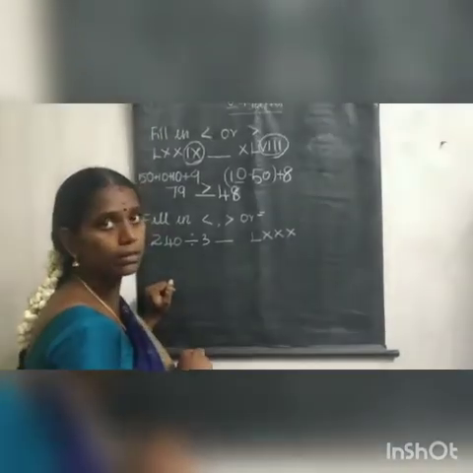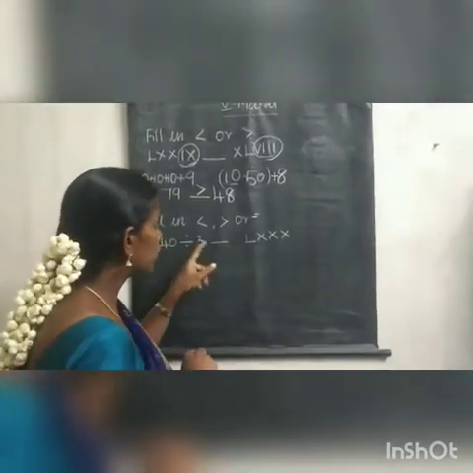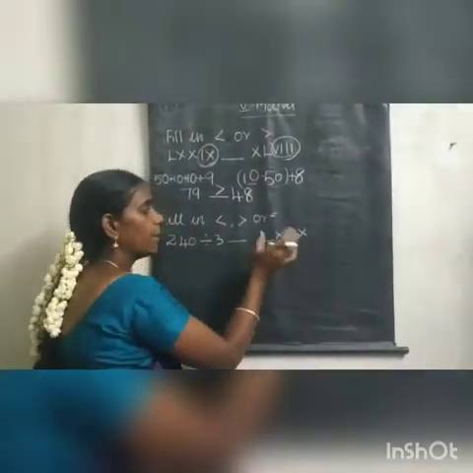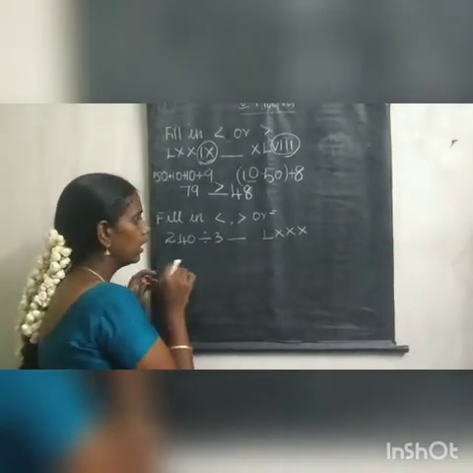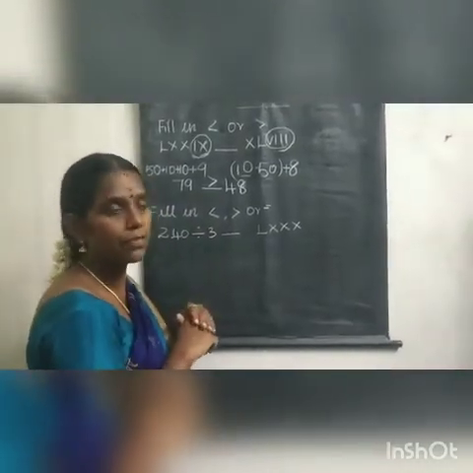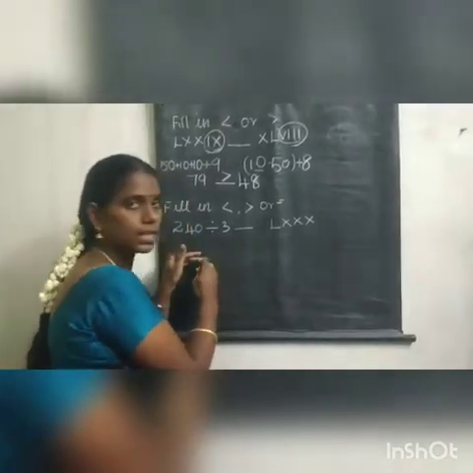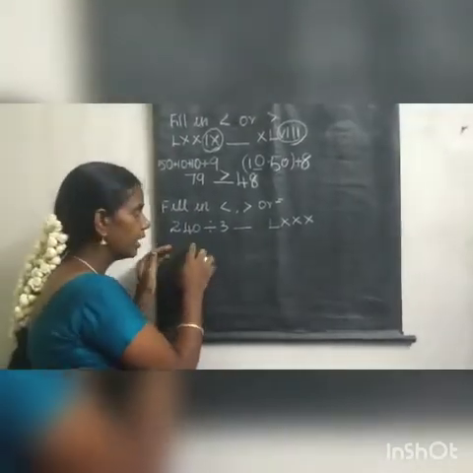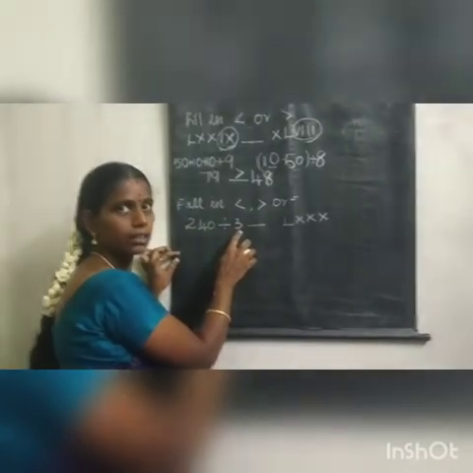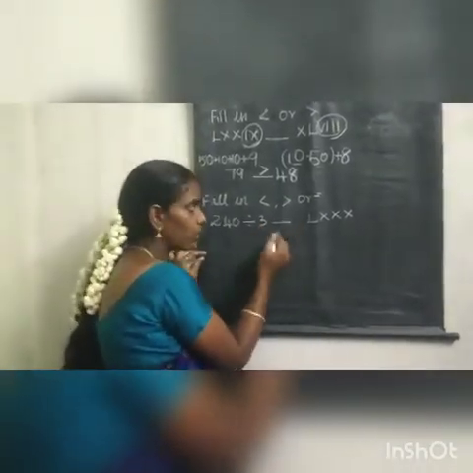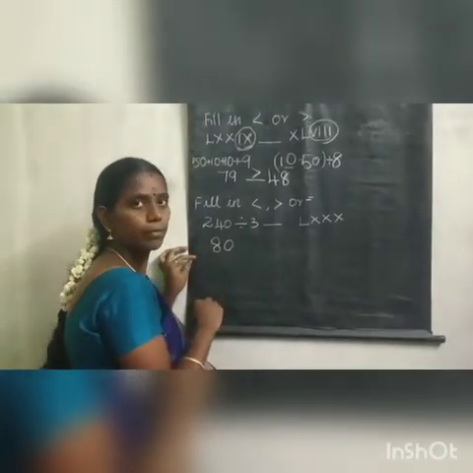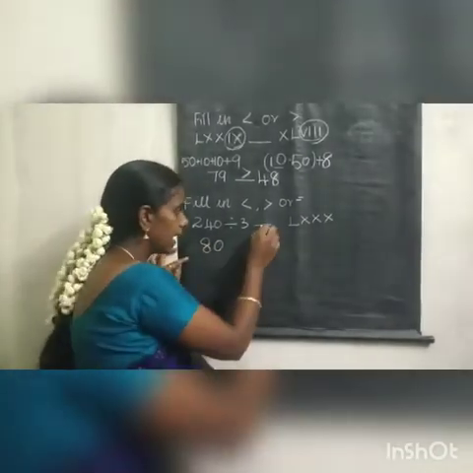Next Roman. Here also I am going to compare. One side is in the form of a Roman value. On the other side they have given an expression. First I should simplify this. When I divide this 240 by 3, what will the answer be? 80. Dash.